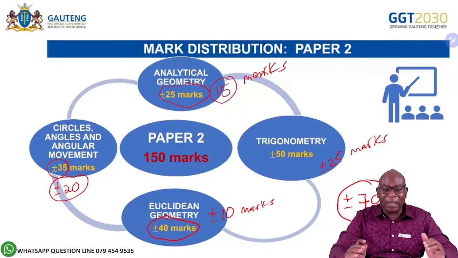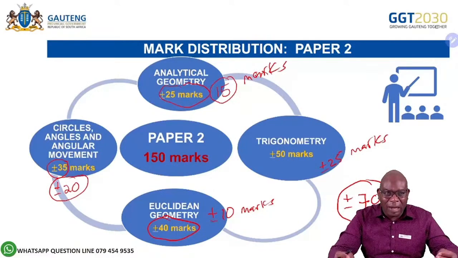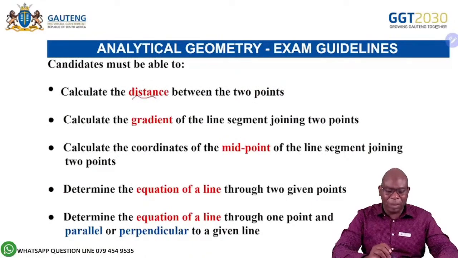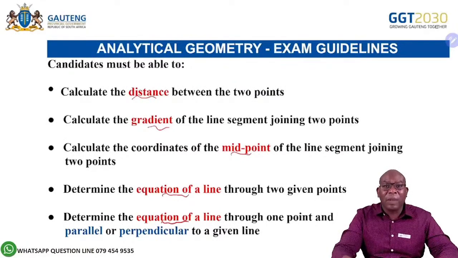In analytical geometry, these are the exam guidelines. I hope and trust your teachers have given you the exam guidelines, because those exam guidelines are tools that you can use in practicing your technical maths. So you understand that now I want to practice this technical maths paper 2. What should I do? I must be able to do the distance. I must be able to do the gradient. I must be able to do the midpoint. I must be able to do the equation of the line given the 2 points. I must be able to determine the equation of the line through 1 point and parallel and perpendicular lines. So these are the guidelines, and I hope and trust you have all those.